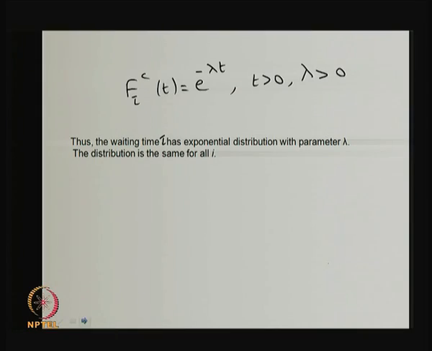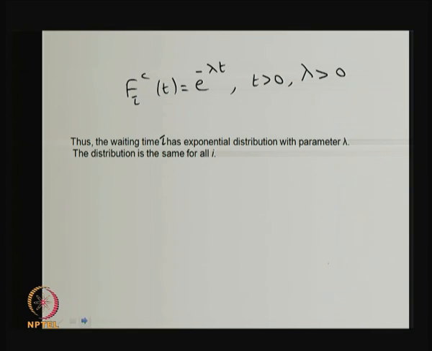Now, we have to find out which distribution is going to satisfy this property. If you substitute the function with e to the power minus lambda t, for any parameter lambda, that is the exponential form, the previous equation is going to be satisfied.